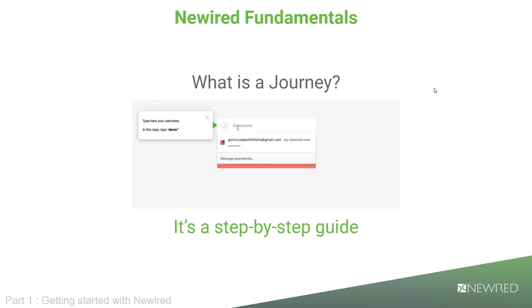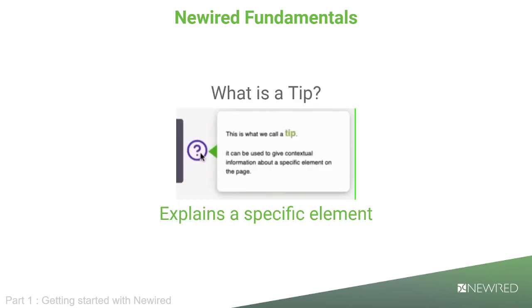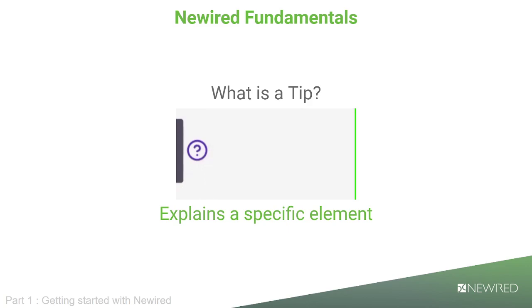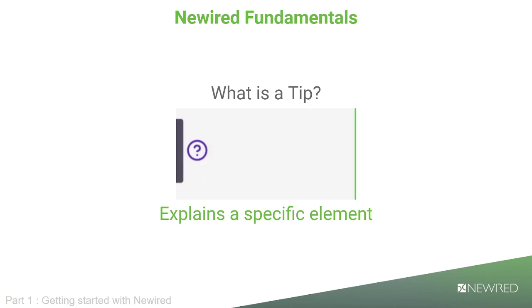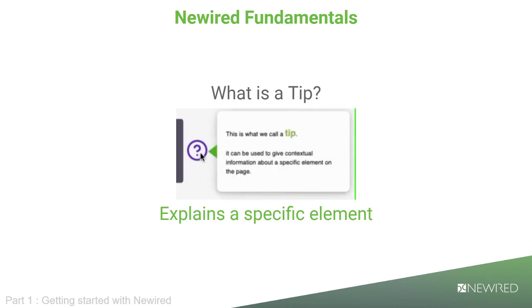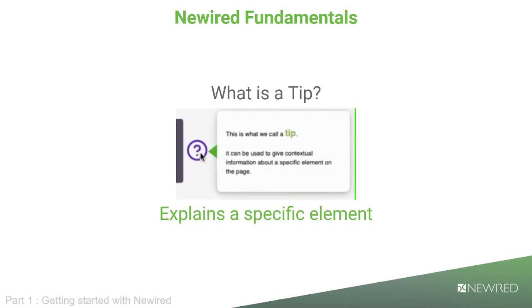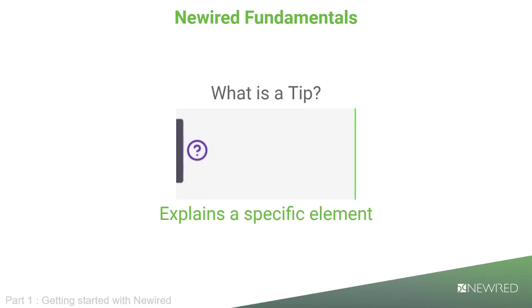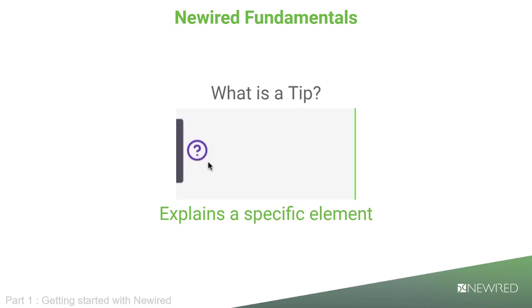The difference from a journey to a tip is that essentially tips do not explain a linear process, but will more explain specific elements. They will give you contextual additional information on one specific context of your environment. Now let's open together the editor and see how to actually make some content, how to make journeys and tips.